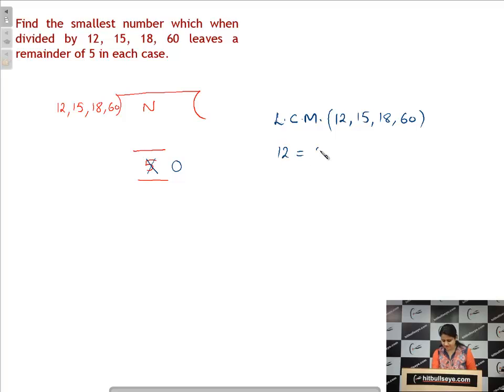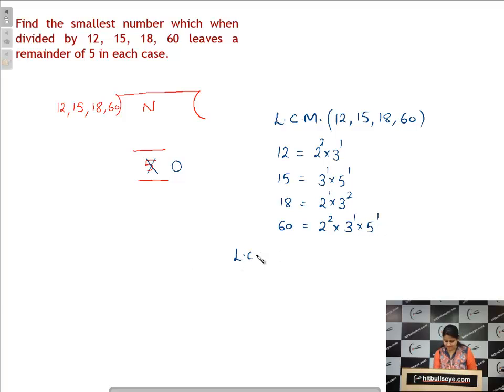Now 12 can be written as 2 square into 3 raised to power 1. 15 can be written as 3 raised to power 1 into 5 raised to power 1. 18 can be written as 2 raised to power 1 into 3 square. And 60 can be written as 2 square into 3 raised to power 1 into 5 raised to power 1.